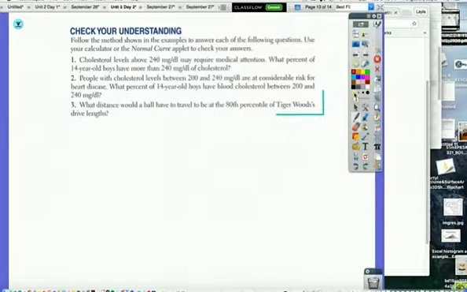Check your understanding. Follow the method shown in the examples. To answer the following questions, use your calculator or the normal curve applet to check your answers. For number 1, it says cholesterol levels above 240 milligrams per deciliter may require medical attention. What percent of 14-year-old boys have more than 240 milligrams per deciliter of cholesterol?